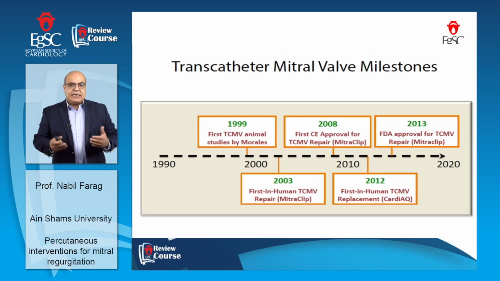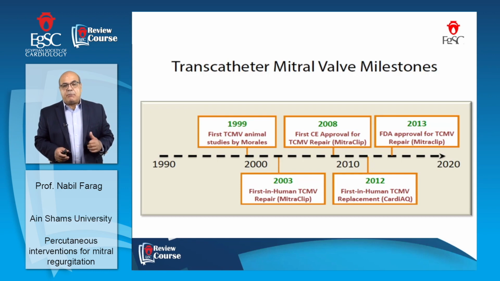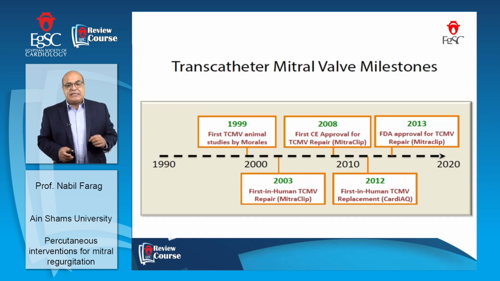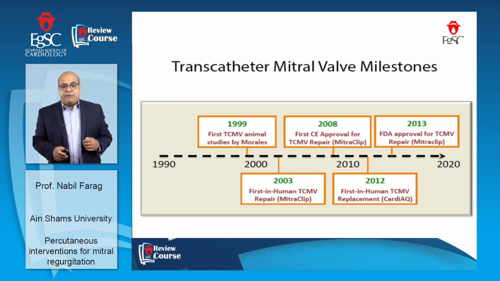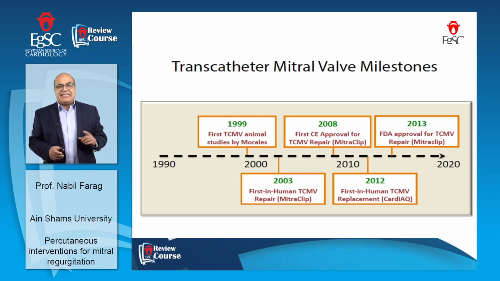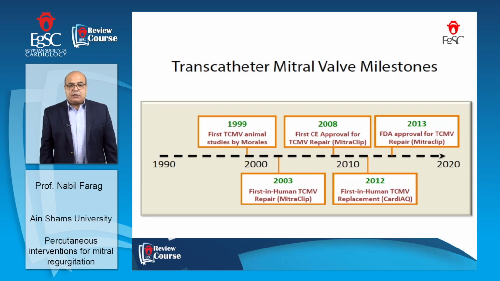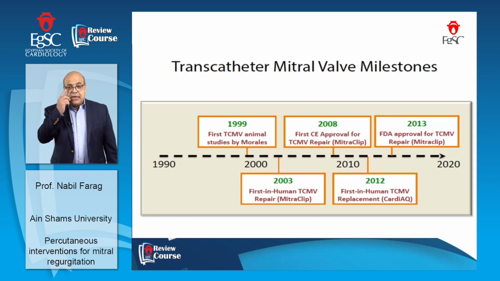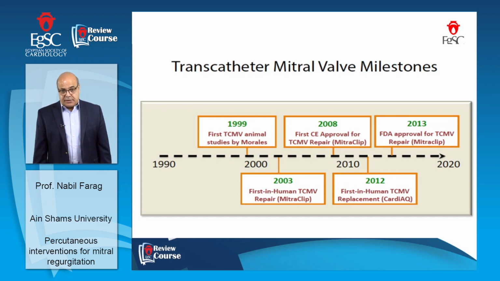This is the transcatheter mitral valve milestones, like a history. It actually started in 1999. This was the first transcatheter mitral valve repair in animals, an animal study. In 2003, this is the first in human transcatheter mitral valve repair using the MitraClip. And in 2008, the first CE approval of this transcatheter mitral valve repair. In 2012, the first in human transcatheter mitral valve replacement. And in 2013, the FDA approval for the transcatheter mitral valve repair.